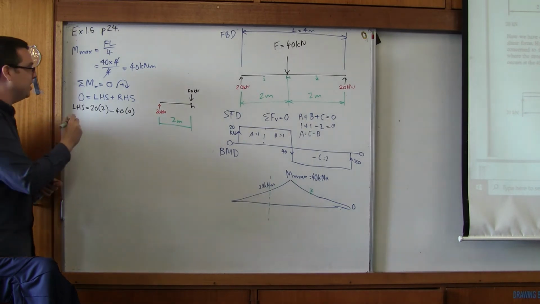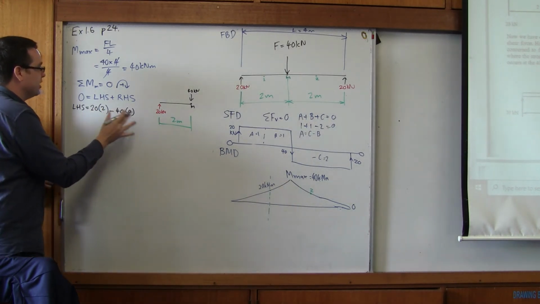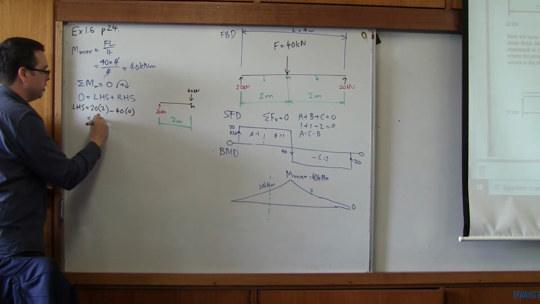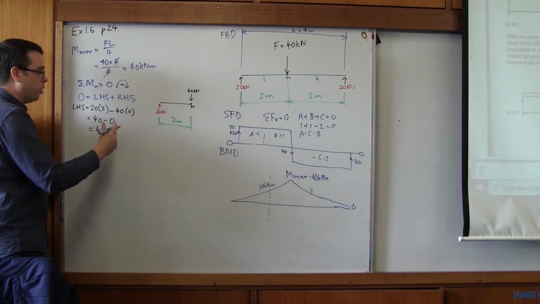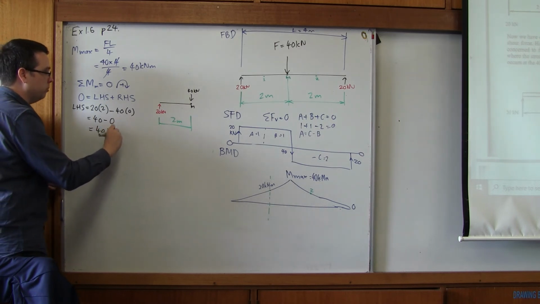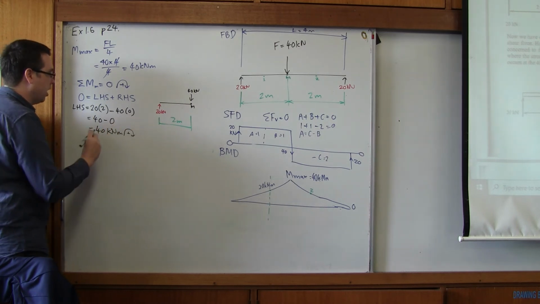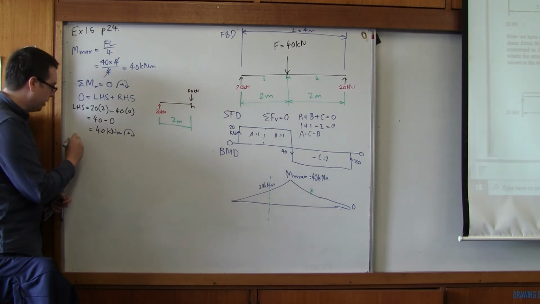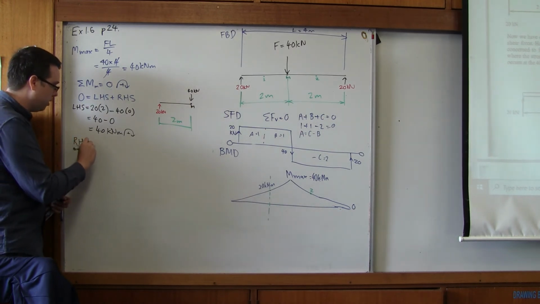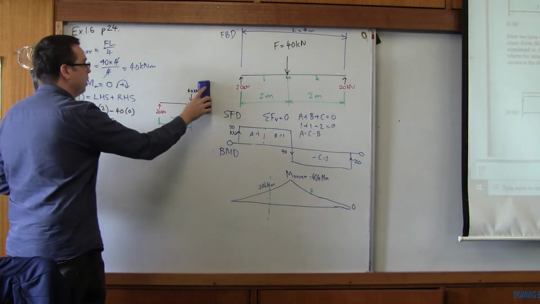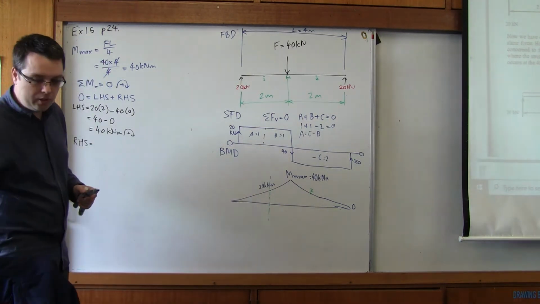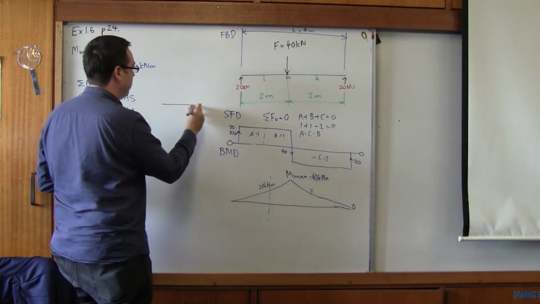You just jumped in there. Okay, so what we're going to have is 40 minus 0 equals 40. And it's positive, so we're going to say 40 kilonewton meters clockwise. That's the left-hand side. The right-hand side is going to be, let's have a look. I could have left the diagram there, but I thought I'd better draw it again.